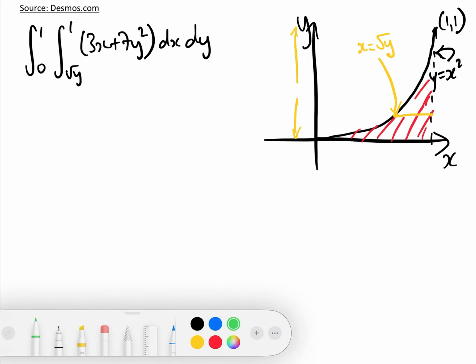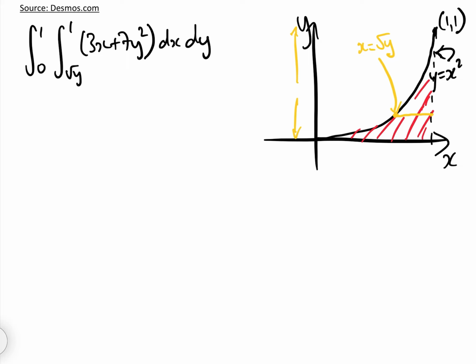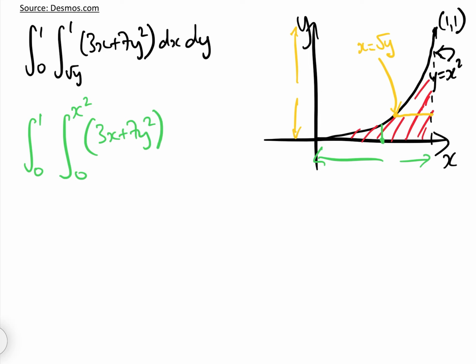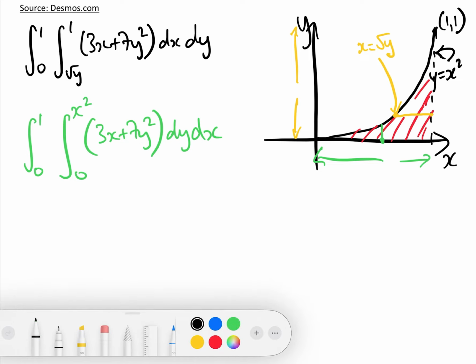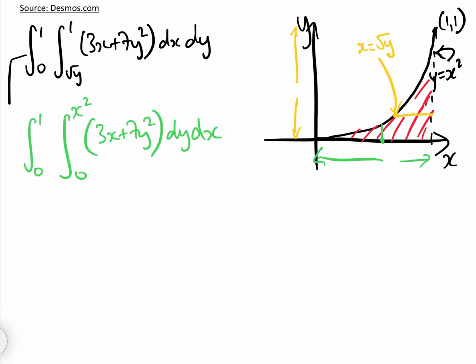Now if we did it y first and then x, and there's no reason why we can't do it that way, let's have a look. That means we start here and we go up to there. So that would be the integral between 1 and 0, because x goes from 1 to 0, and the integral between 0 and x squared of 3x add 7y squared. This way would be dy dx. Okay, now both of those will give us the volume, so let's do them both, why not?